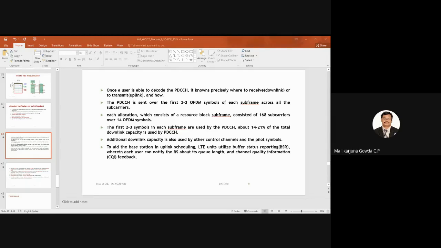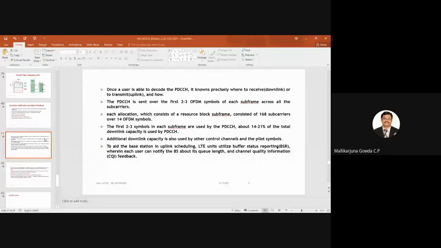I think other students, is it possible to say what information PDCCH will be carrying? Yes, I think the slide is still visible, right? The slide is not visible, the previous slide.